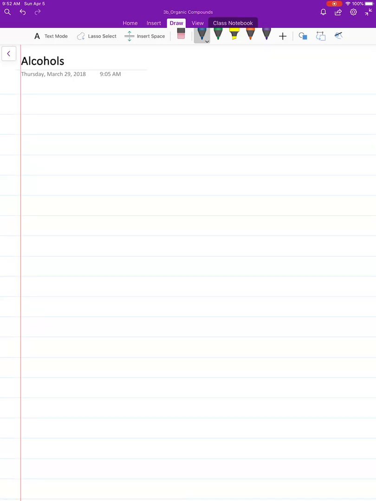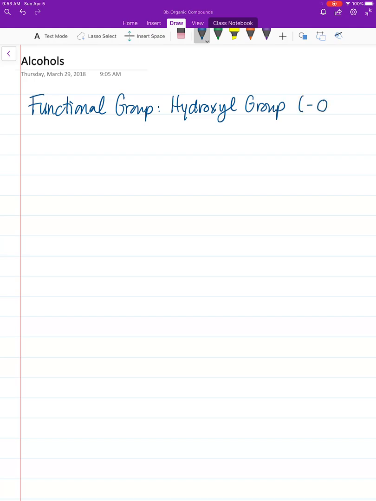And so now we're going to move on to our next functional group, which are the alcohols. And alcohols, their functional group is the hydroxyl group. And the hydroxyl group is just an oxygen bonded to a hydrogen.